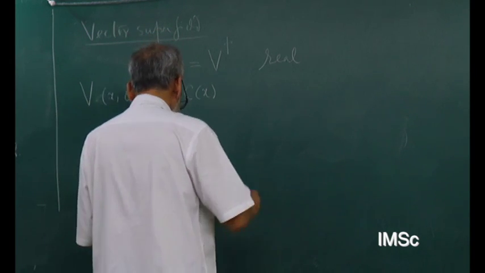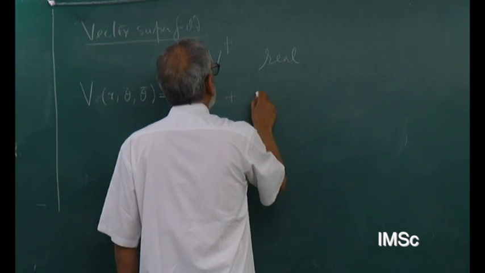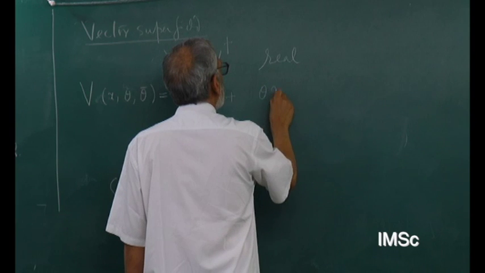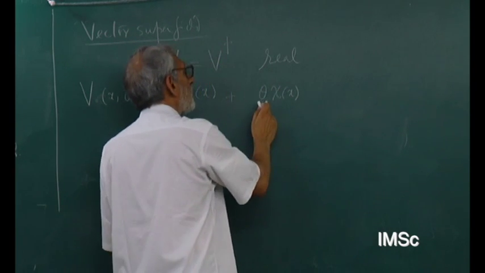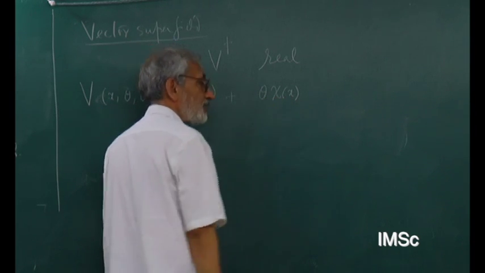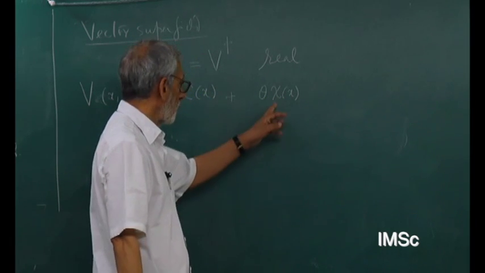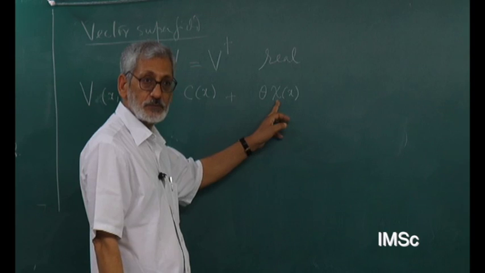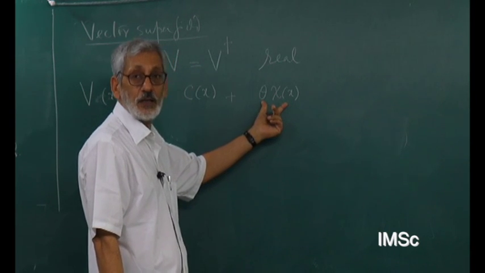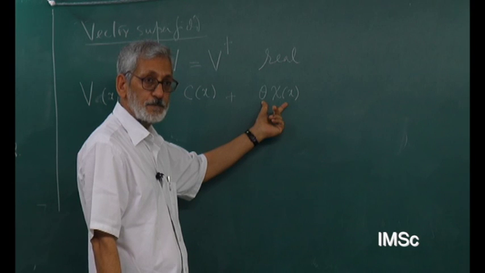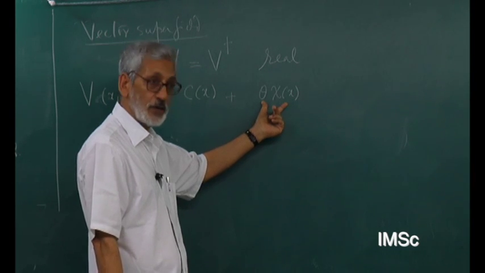Plus an object which depends on theta, and call that chi of x. A term with single theta and chi. Now chi is fermionic, because theta is fermionic. This together is bosonic. This together is spin 0.